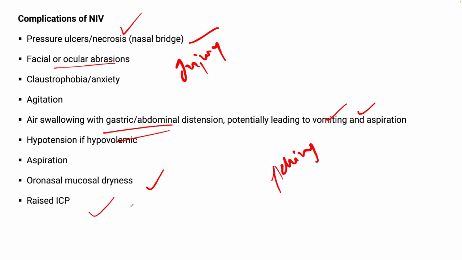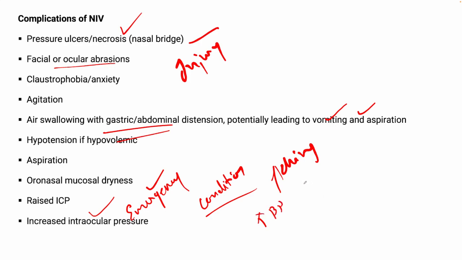Raised ICP, this is the emergency condition. Also it is a complication, but raised ICP is the emergency condition. Why? Because it will start internal bleeding leading to brain stroke, high BP or brain infection, and increased intraocular pressure in the eye, and impaired communication and nutrition.